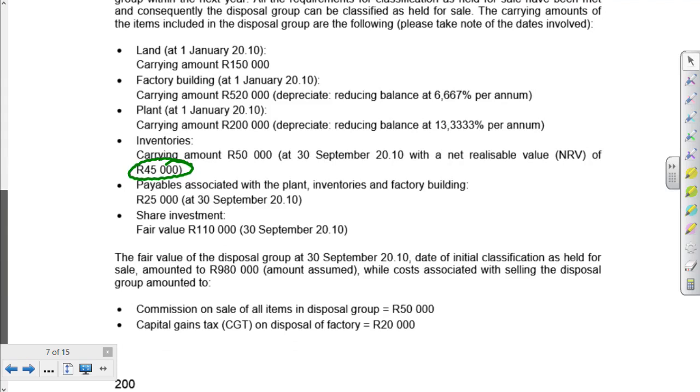Carrying amount. The fair value less disposal costs at initial recognition was 980, less costs, commission of 50, CGT of 20. We don't work after tax. Do you agree? All my numbers are pre-tax. PPE is a pre-tax number. It's not an after-tax number. Where is the tax for PPE? It's sitting in deferred tax, isn't it? So I don't put tax in. I don't mix up my stories. It's either all before tax or it's all after tax. So therefore, this is my fair value less costs to sell, 980 less 50.